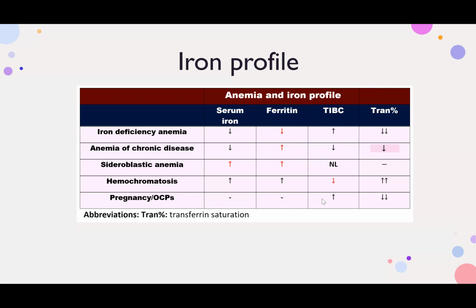Now, in pregnancy and OCP, like oral contraceptive pills, you're going to have low transferrin saturation. So the differential diagnosis for low transferrin saturation: on top of the differential is iron deficiency anemia, then anemia of chronic disease, then pregnancy or oral contraceptive pills.